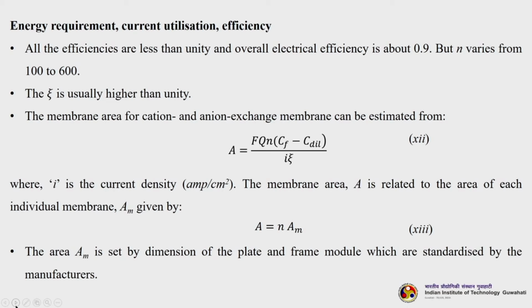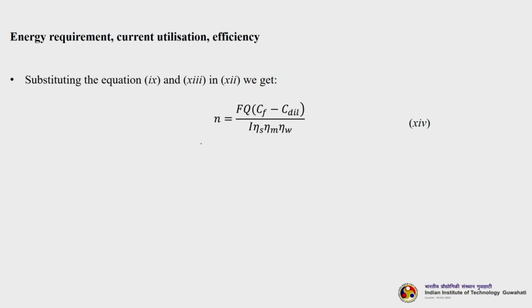The membrane area for cation and anion exchange membrane can be estimated from this equation: A equals F Q N (C_f minus C_D) divided by I zeta, where I is the current density and the membrane area A is related to the area of each individual membrane, given by A equals N A_M. Okay, where A_M is set by the dimensions of the plate and frame module, which are standardized by the manufacturers. So, substituting, this is the final equation. Okay, N equals F Q (C_f minus C_dilute) divided by eta, I, eta_S, eta_M and eta_W.